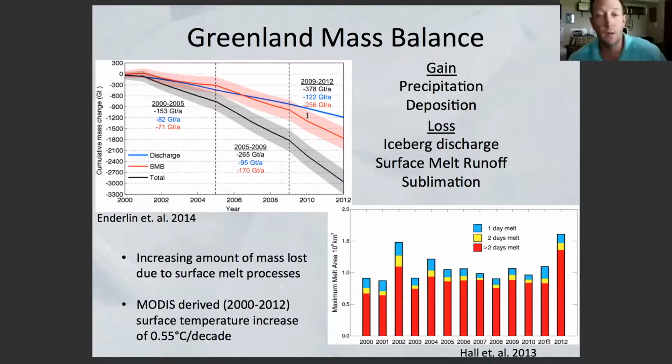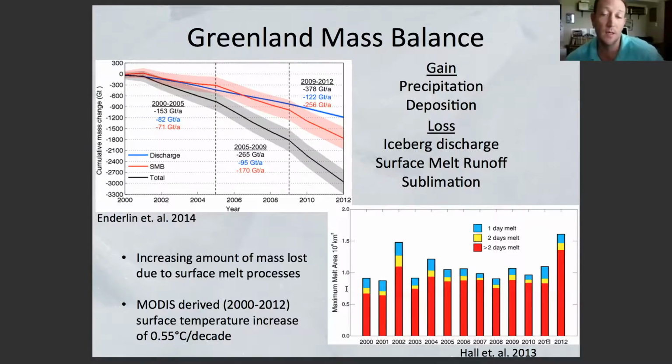And so part of the reason for that is increases in surface temperatures. It's estimated about half a degree per decade across the Greenland Ice Sheet, with estimates higher at Summit Station, up to about 0.9 degrees per decade. And so these increasing surface temperatures have implications for the maximum melt extent.